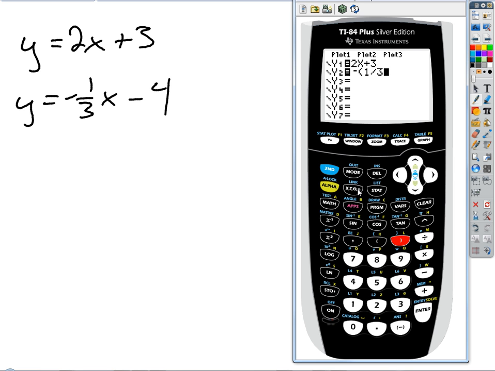x minus 4. And then if I just go zoom 6, there's the graph. I happen to see the intersection, which I have to be able to do, and so it's really easy to find it, right? Then I just go second, calculations, 5.